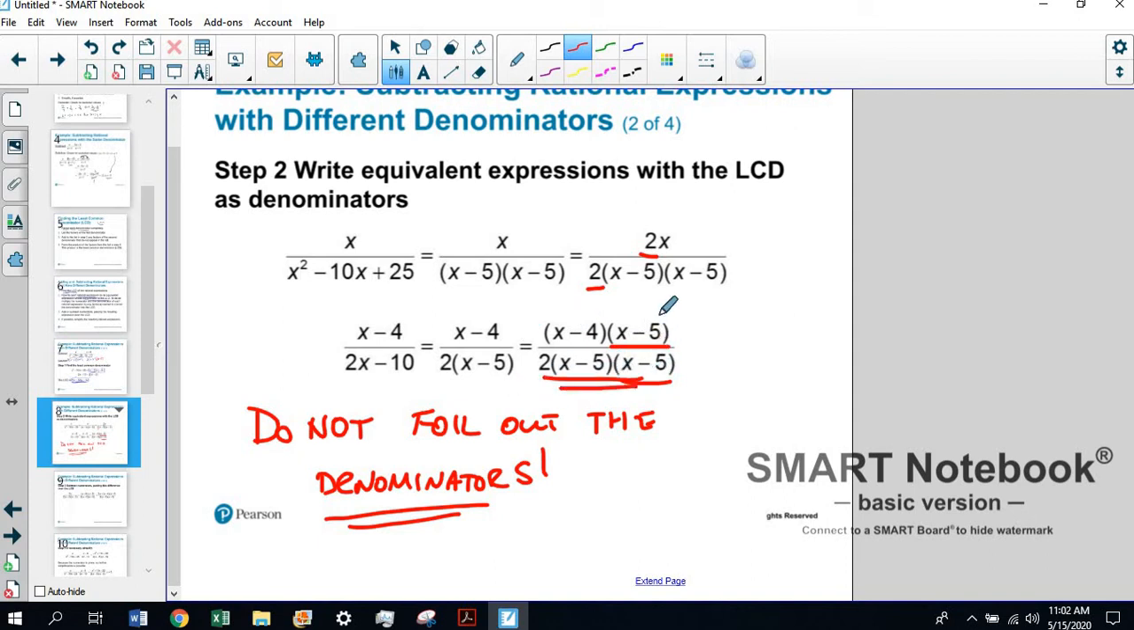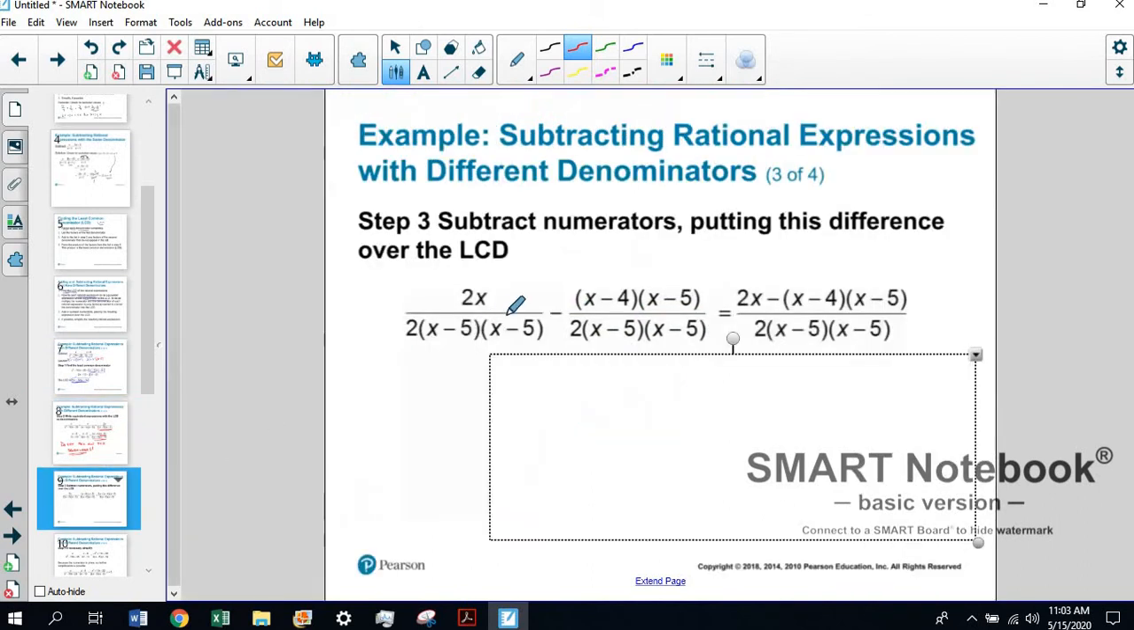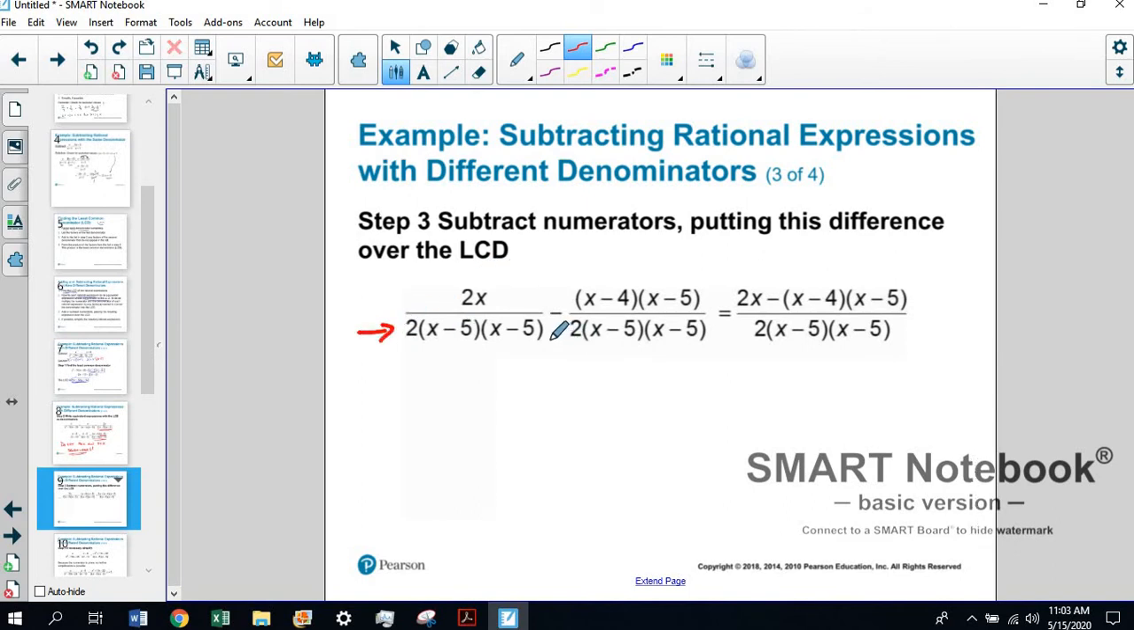The whole point is you need a common denominator. So now we have one, all right? So we take this 2x over 2 times that stuff and this x minus 4 times x minus 5 over that stuff, and we just subtract, right? Now we have the same denominator in both cases. So the denominators are the same. You subtract the numerators, okay? And there's no canceling that can happen here because this whole group on the top is one big, huge group now that we've put them together. There's no breaking that group up.